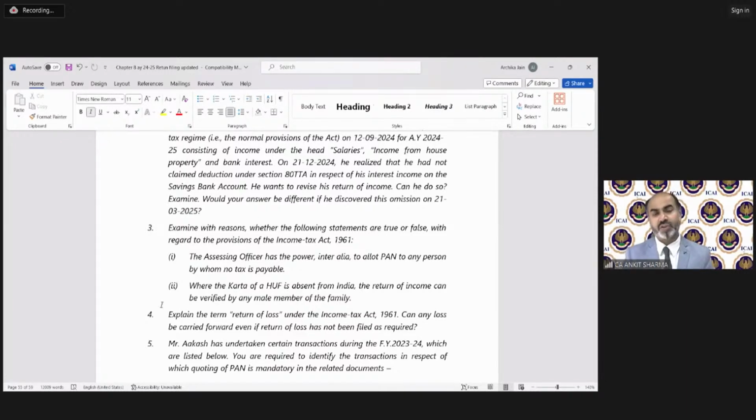Where the Karta of HUF is absent from India, the return of income can be verified by any male member? No, it's false. The return can be verified by any adult member. It's not mandatory to have a male member, any adult member.